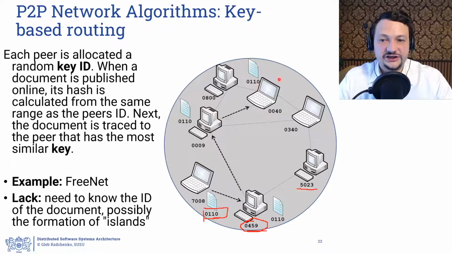Repeat. Bam. So now our resource 0110 is located on the machine with the identifier that is closest to the ID of the resource in the network. And now we know that the ID of the machine 0040 is the closest compared to its neighbors to this file.